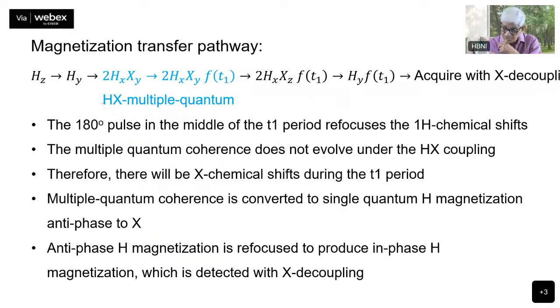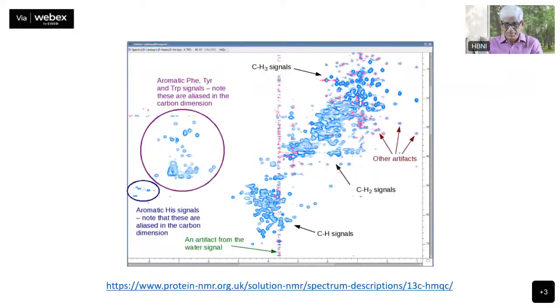Multiple quantum coherence is converted to single quantum proton magnetization antiphase to X by the last 90-degree pulse. Then antiphase proton magnetization is refocused to produce in-phase proton magnetization, that is this HY. Each of these things which are written here, I put them in words here. Every step here is written in words so that you can understand and follow what is going on. This HY, this in-phase proton magnetization, is detected with X decoupling. Okay, so therefore you will get a spectrum which is similar to what you would get in the HSQC spectrum.